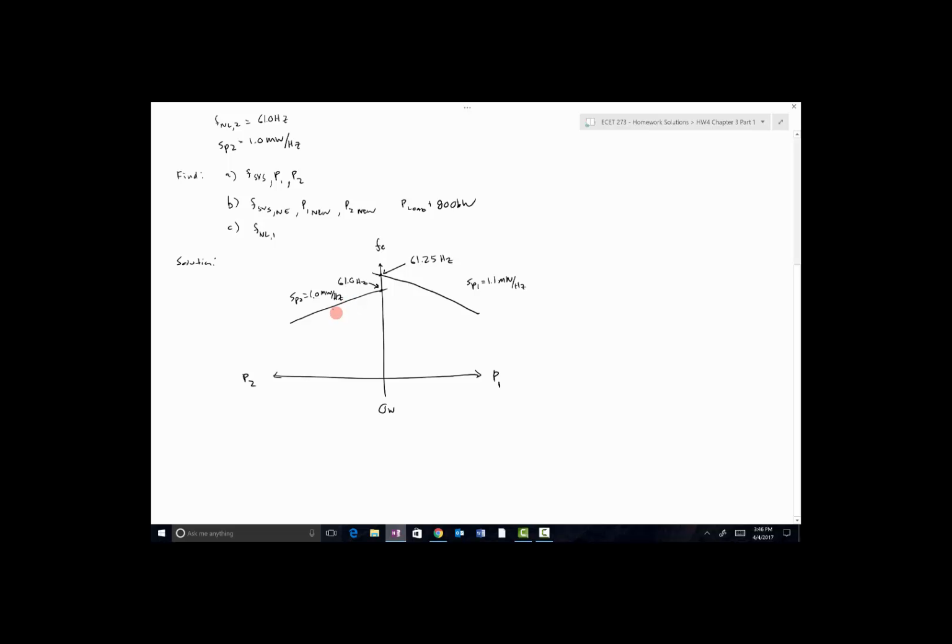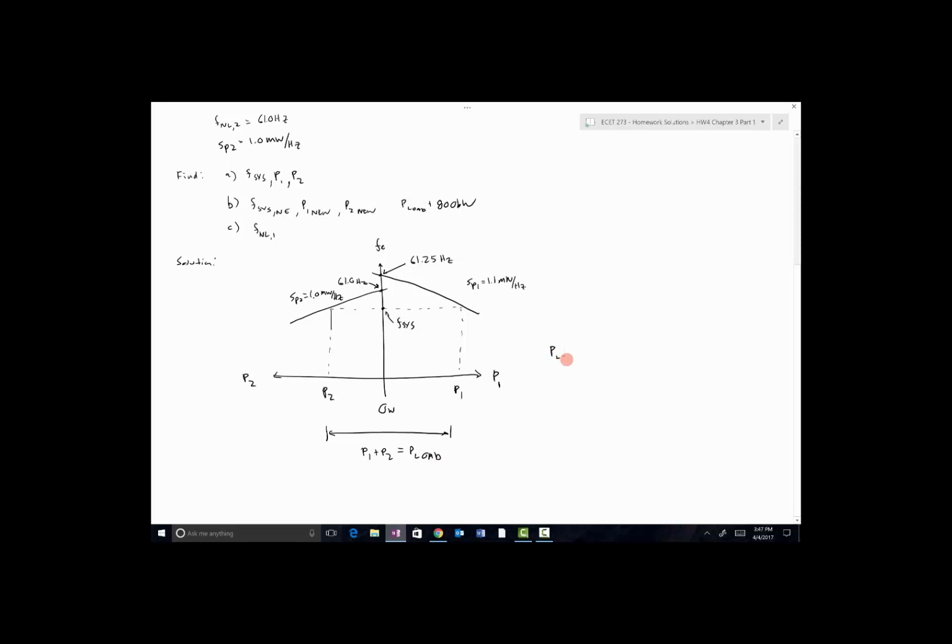Now, since they're connected together, they have to have the same electrical frequency. So this is the system frequency, FSys, that they operate at. So we just find where this line intersects with this curve. That's the power sourced by P2, and that's the power sourced by P1. There's one additional constraint: since there's only two generators and one load here, P1 plus P2 has to equal the load.